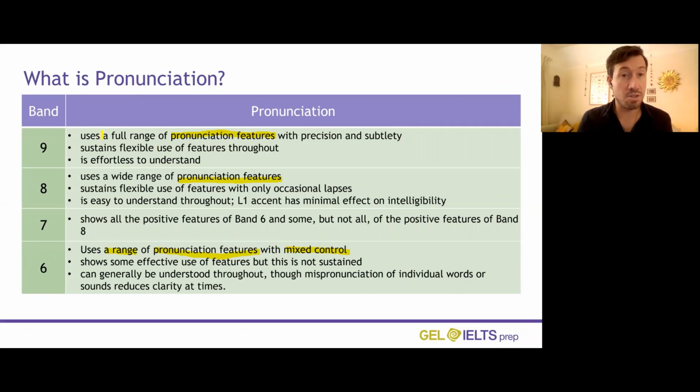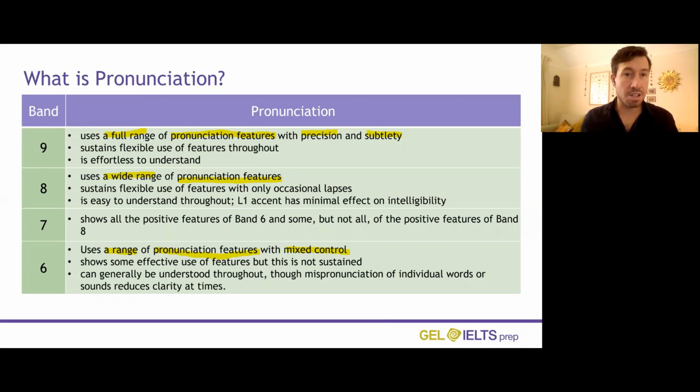Now here it says you use a full range of pronunciation features with precision and subtlety. So that's almost like a native speaker. You couldn't necessarily tell the difference. Whereas here it says a wide range. Now we're going to look at exactly what we mean by pronunciation features in a moment.